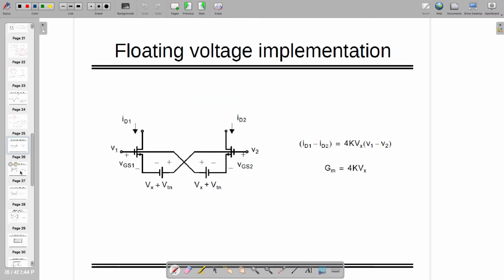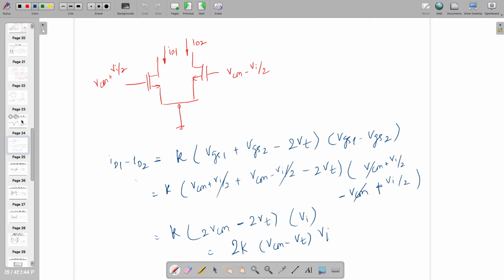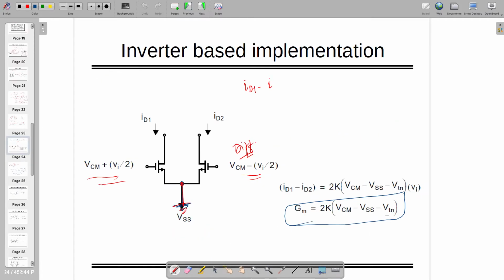So now can you find out for this one if there is a floating voltage implementation, because I'm looking at different possibilities where you are going to have the GM. We started with two transistors, now we are adding one more transistor. In one case we connected both the sources to 0. Now we are connecting two different potentials, which is much better or more linear than the previous one. Just look at this. The previous case, the GM is nothing but 2K times (VCM minus VSS minus VTN), right?